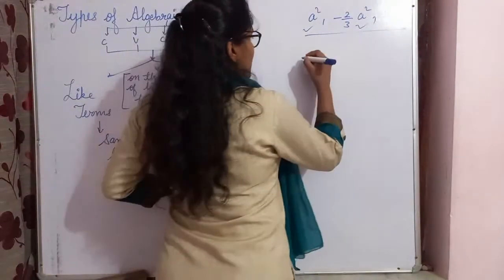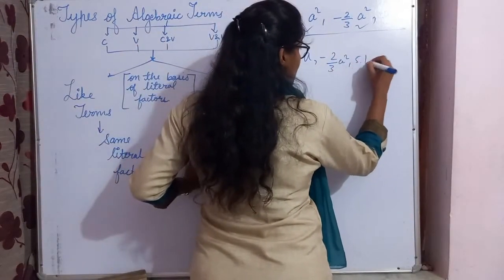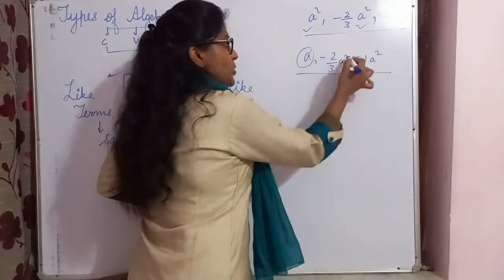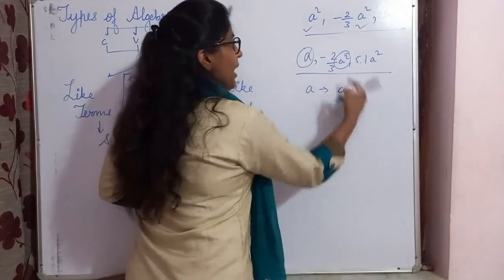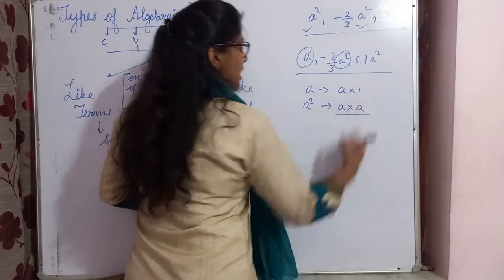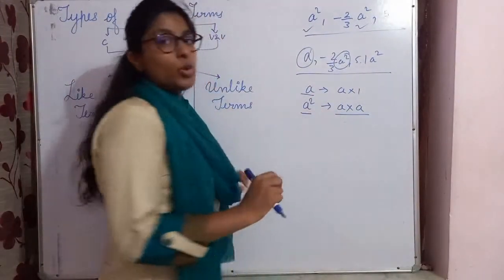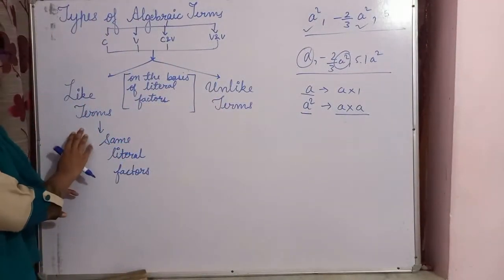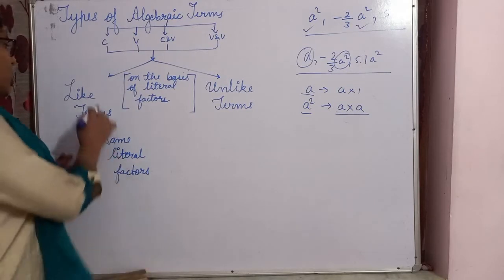But instead of that, if we have a, then minus 2 upon 3 a square and 5.1 a square, these are not like terms. Why? Because a and a square are not the same literal factors. a means only a into 1, and a square means a to the power 2, a multiplied by itself 2 times. So a and a square do not have the same literal factors, so they are not like terms. If any algebraic terms have the same literal factors, they are like terms.